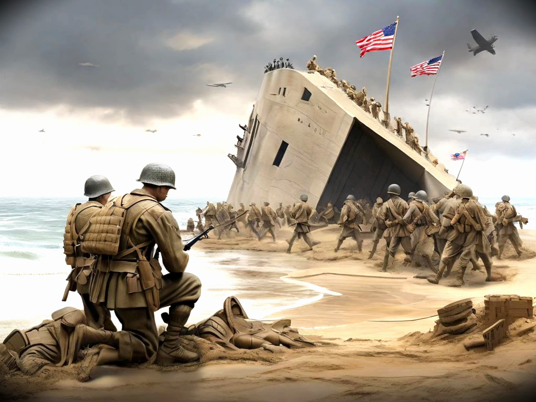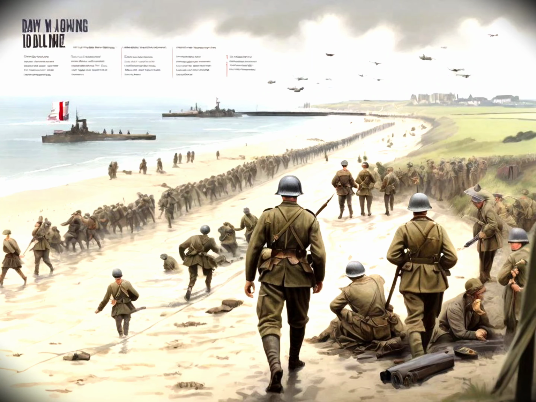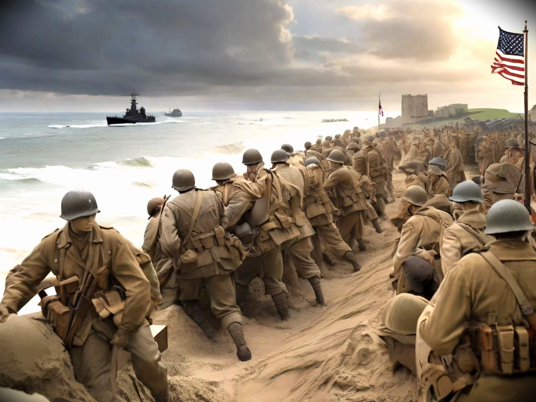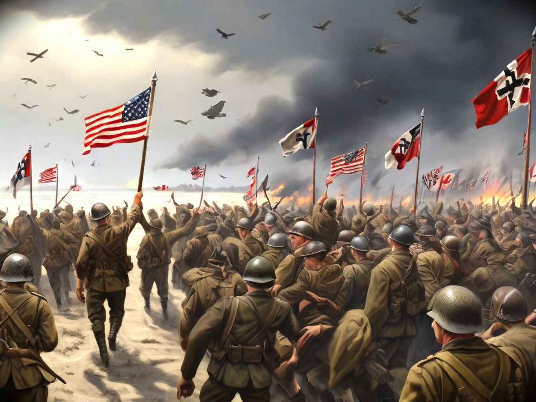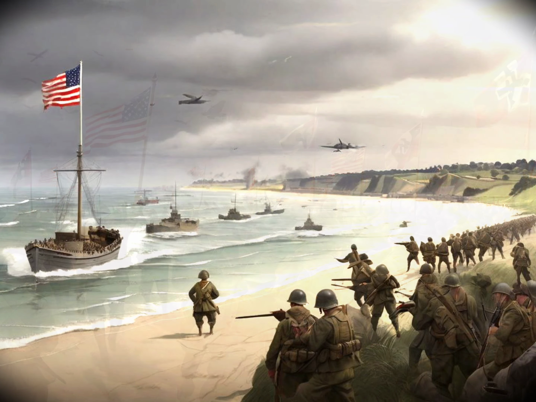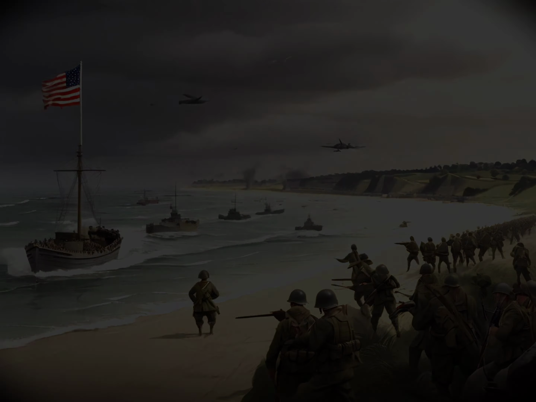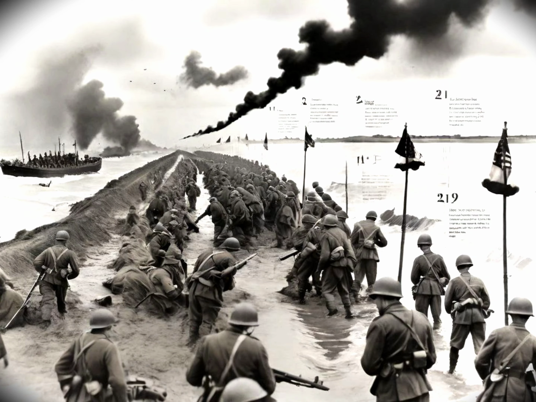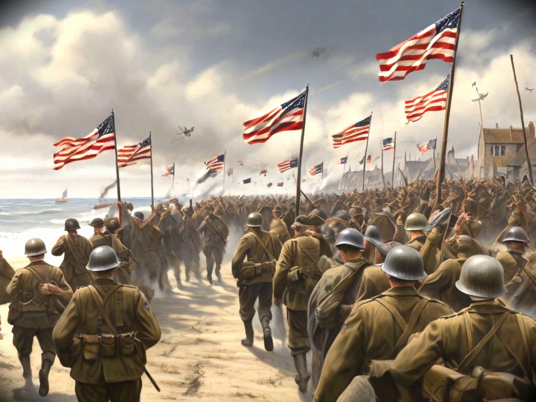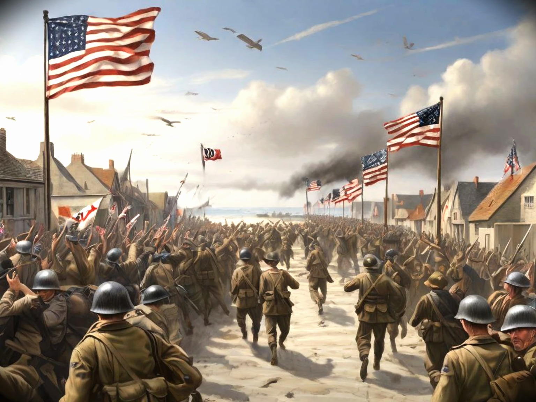The successful establishment of a beachhead allowed Allied troops to begin moving inland, consolidating their positions and expanding the Allied foothold in Normandy. Turning point. The Normandy invasion marked a turning point in World War II, signaling the beginning of the end for Nazi Germany's grip on Western Europe. The invasion forced German forces to divert troops and resources from other theaters of war, weakening their overall defensive capabilities.